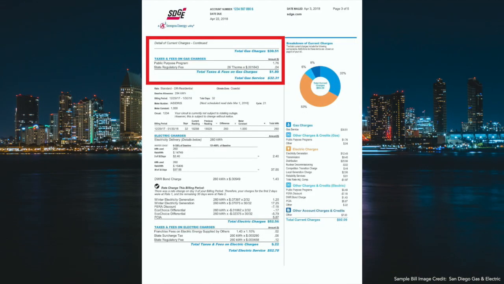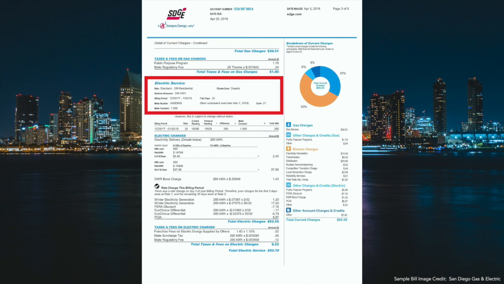Now you'll notice that the gas portion of this statement continues on to the next page here and summarizes the total gas service charges. Immediately following the gas service portion of the statement, you will find the electric service section. In this section, you will find a breakdown of your electrical consumption and associated rates. At the top of this section, you will find a few noteworthy pieces of information.